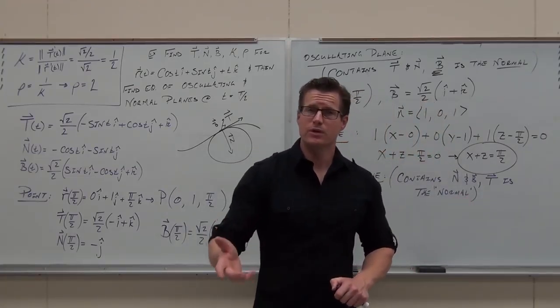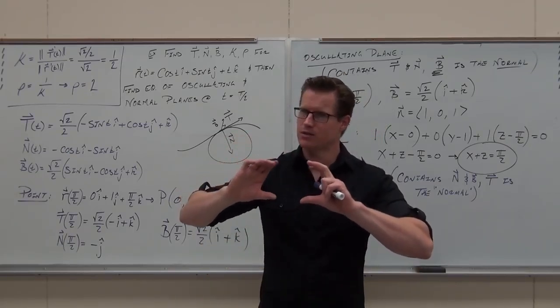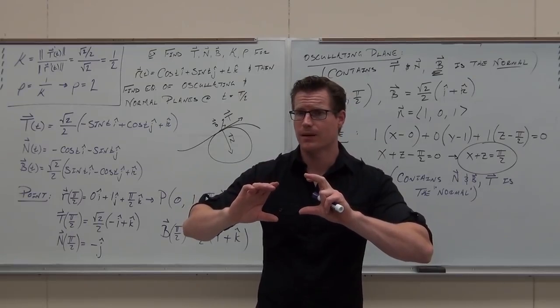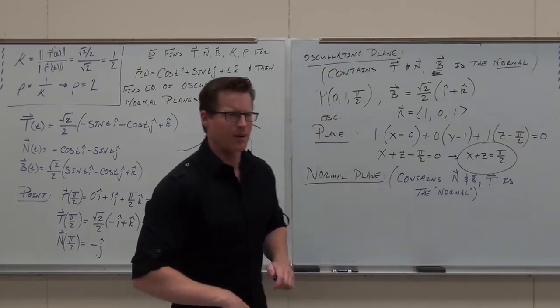I want to see if you can do it. Write down the point. Write down the correct vector that's going to give us the normal vector of that plane. Simplify it. Put it in a plane and simplify the equation. Go for it. Give it about a minute.